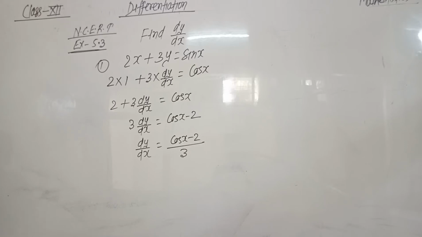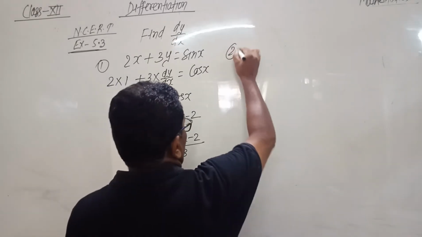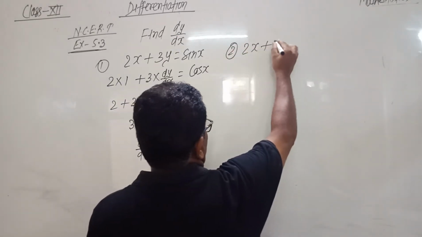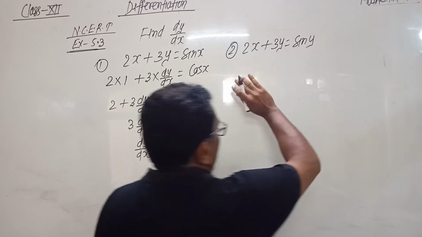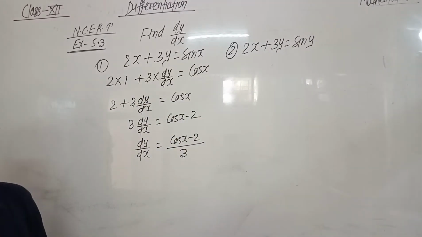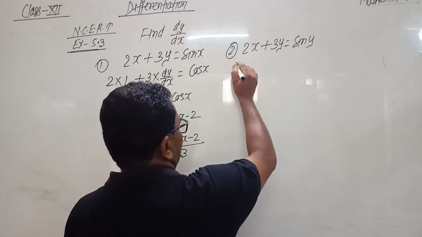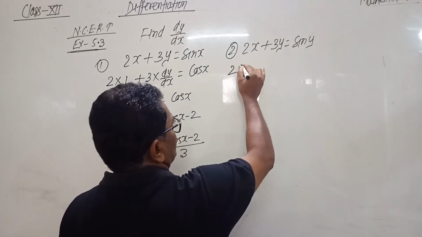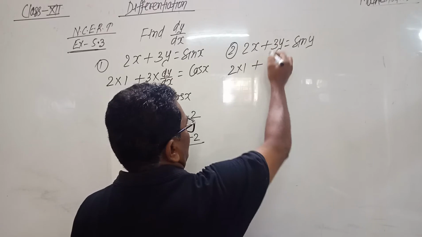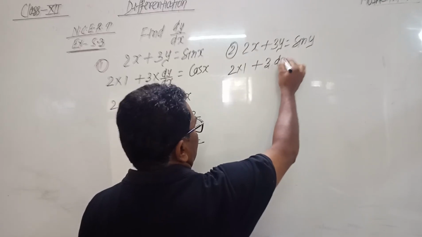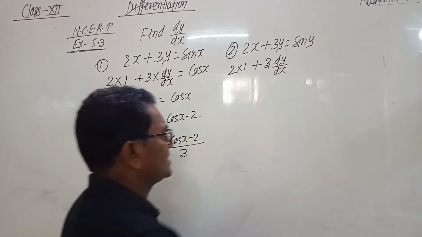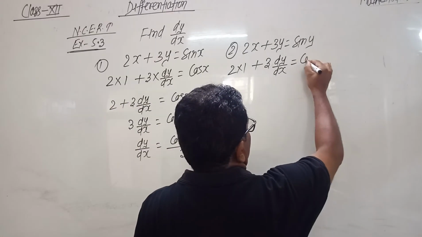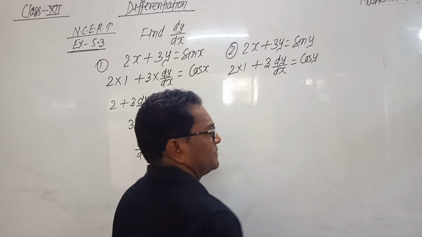Next question, 2x plus 3y equals sin y. Again we will differentiate both sides with respect to x. 2 is taken outside and the differentiation of x is 1. 3 is the constant term, taken outside, and the differentiation of y with respect to x is dy by dx. The differentiation of sin y is cos y.